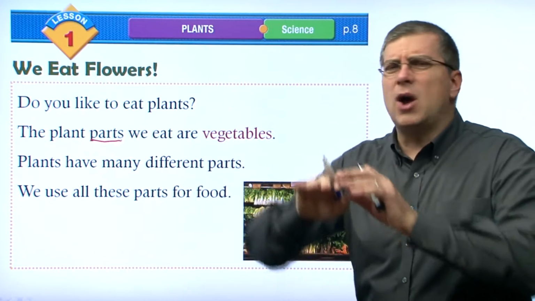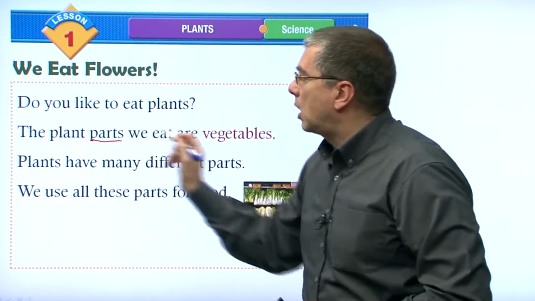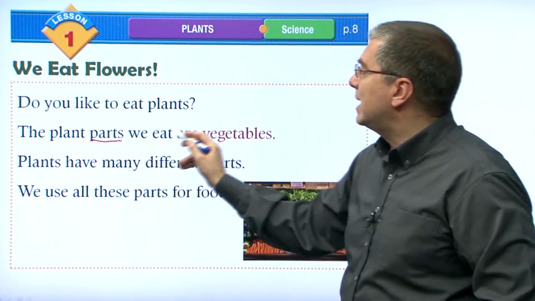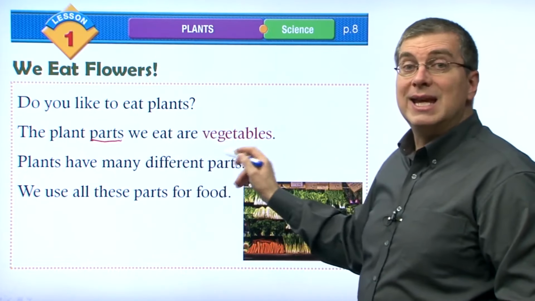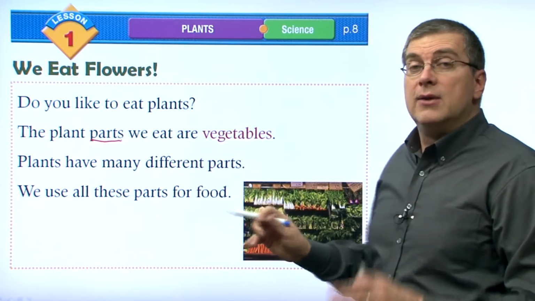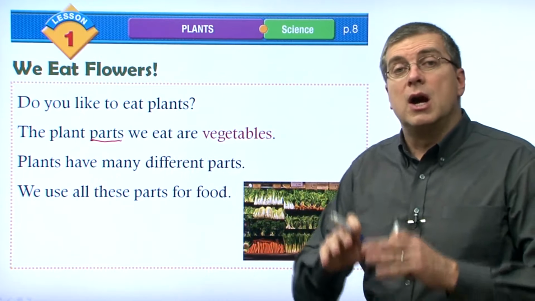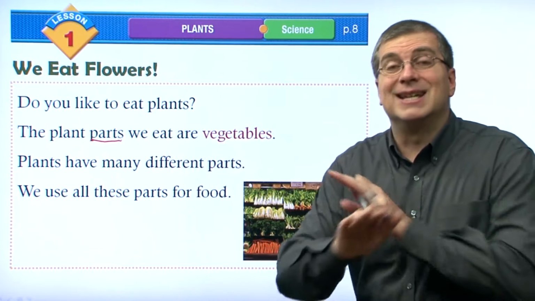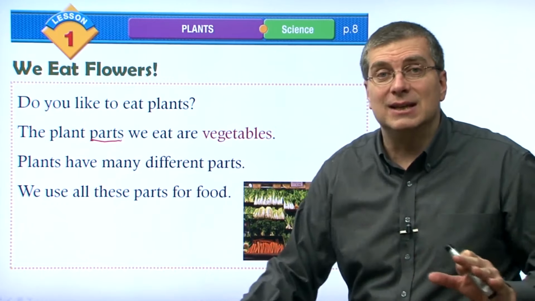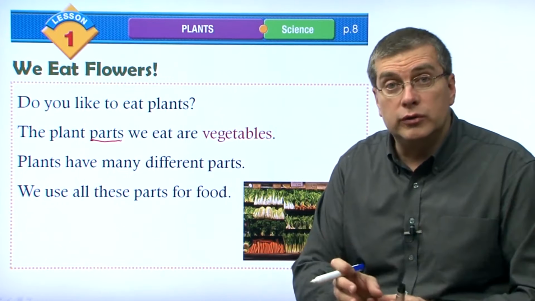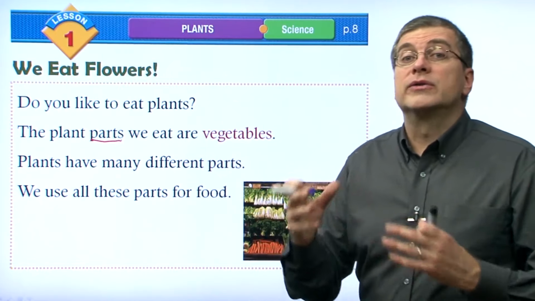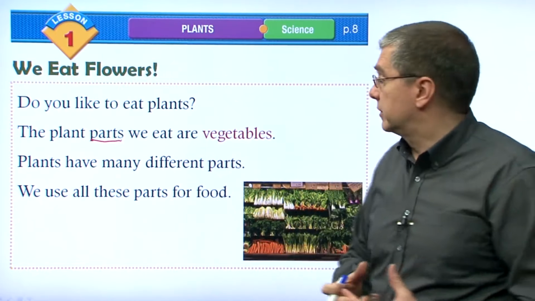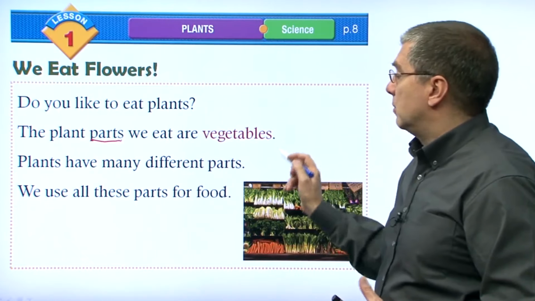The plant parts. We don't eat all the plant, we eat parts. The plant parts we eat are vegetables. Vegetables, of course, are the parts of the plant that don't have seeds, no seeds. So the roots, maybe the stem, maybe the flowers, those are all vegetables. The parts we eat are vegetables.